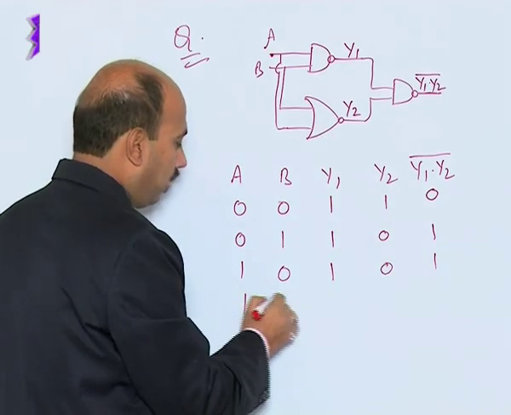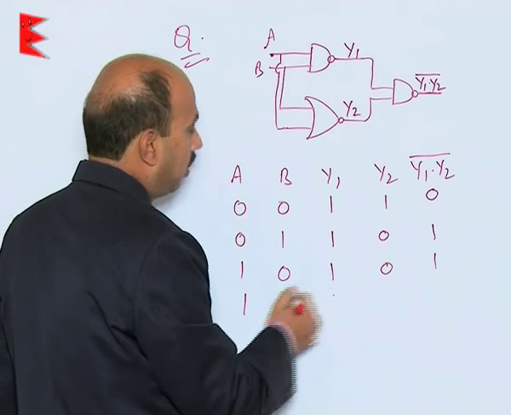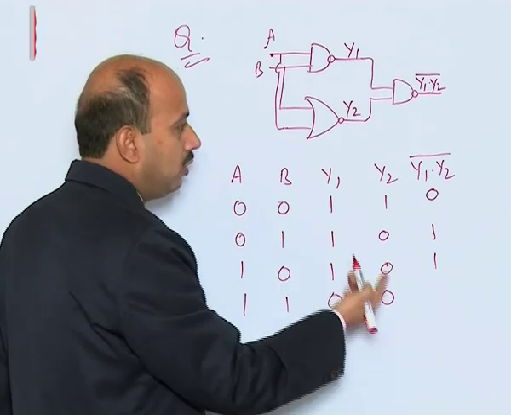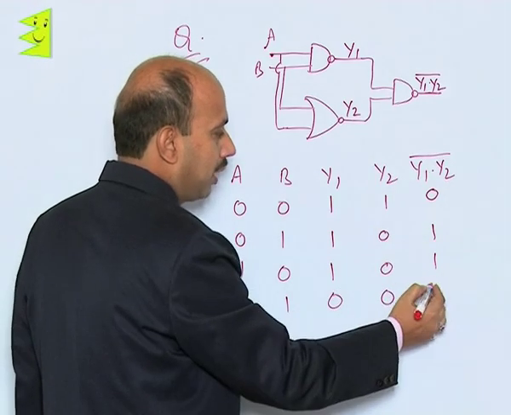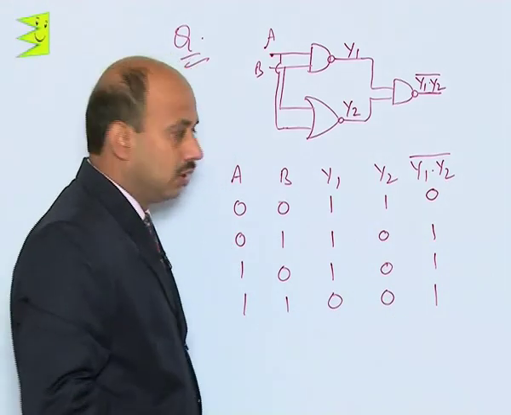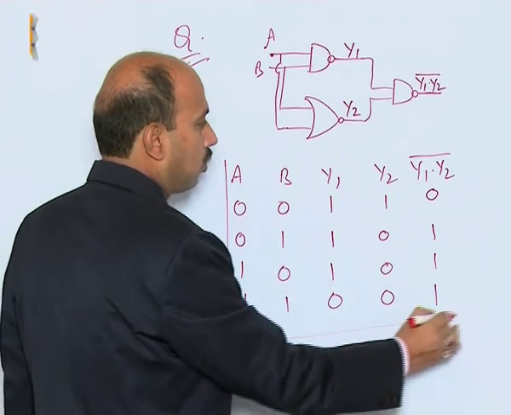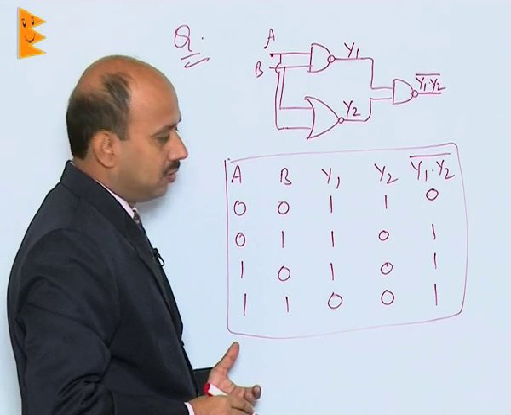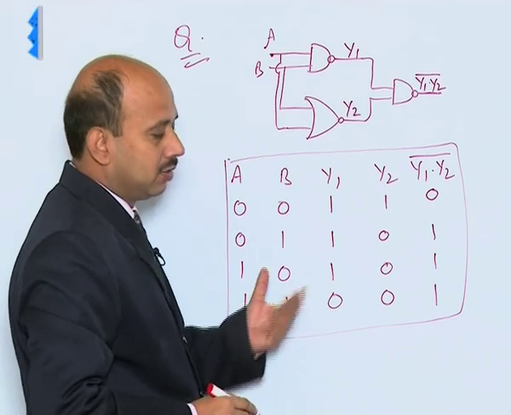If you are taking 1, 1, this will be 0, 0 in both the cases, and 0 and 0 is 0, so that will again become 1. So, this is the truth table for this combination. So, this logic gate can be realized, its truth table can be realized in this way.